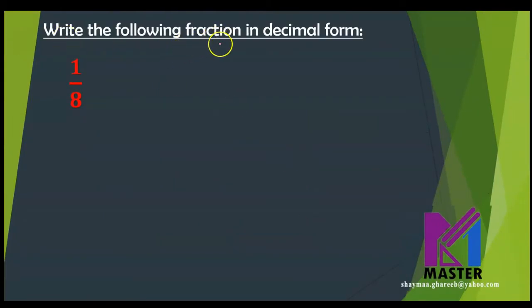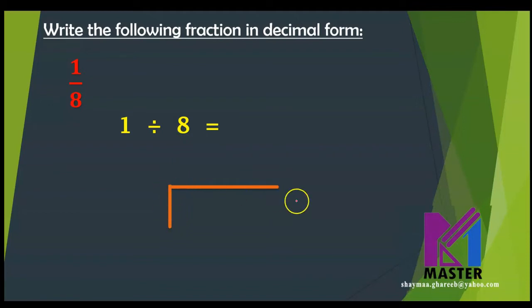Write the following fraction in decimal form. We know that any fraction can be written as a division sentence. 1/8 means 1 divided by 8. We can do the same with any other fraction. Let's see how we can do this using the short division method.